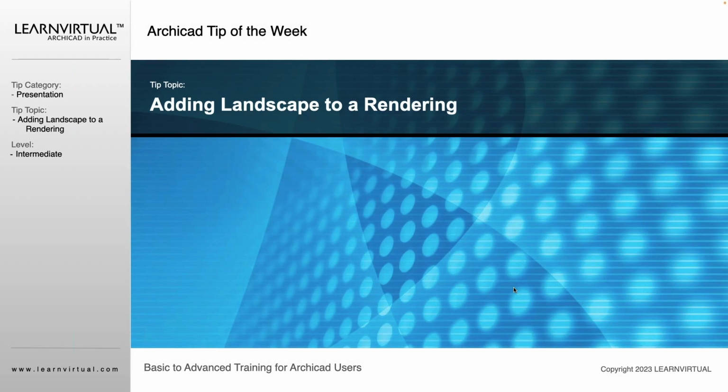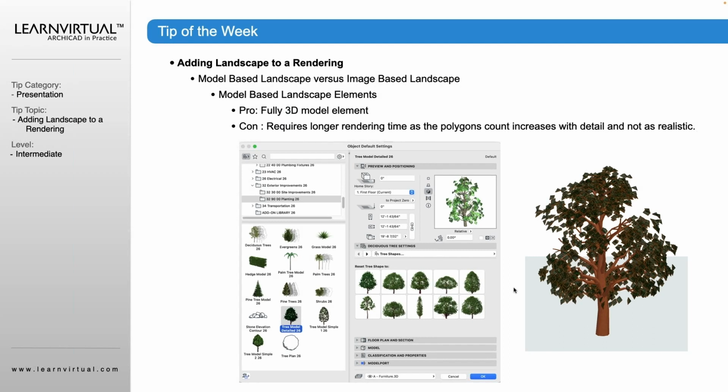And our tip of the week today is adding landscape to a rendering. So in ArchiCAD, as we know, there are a number of options for planting and landscape. Some of them are 3D elements and some of them are 2D elements.